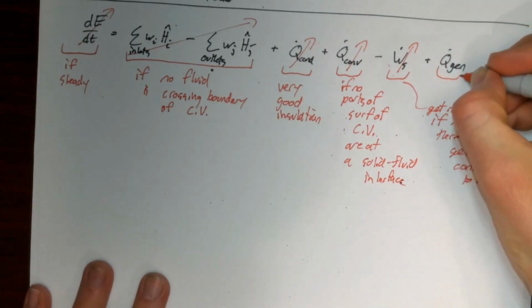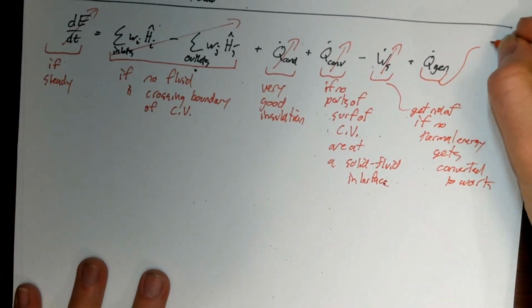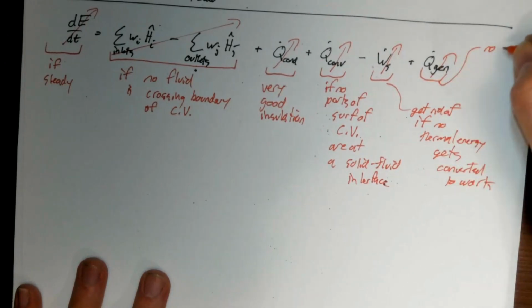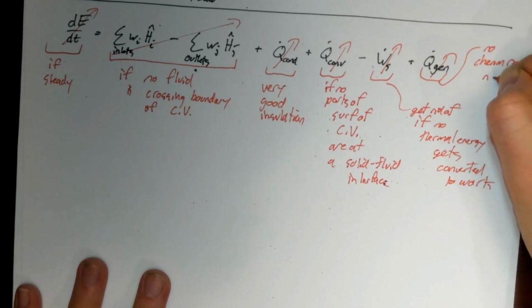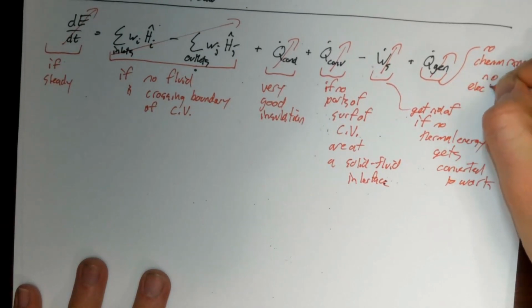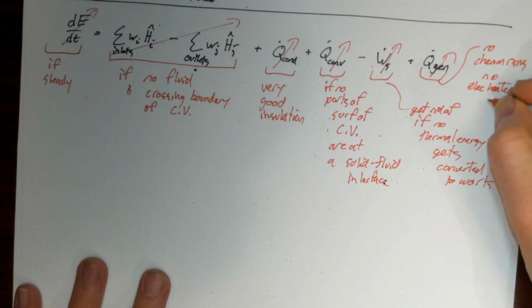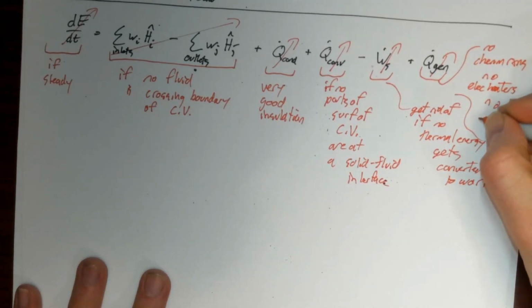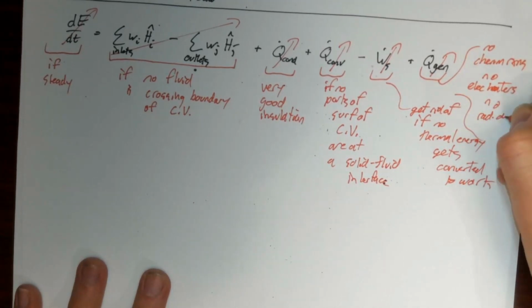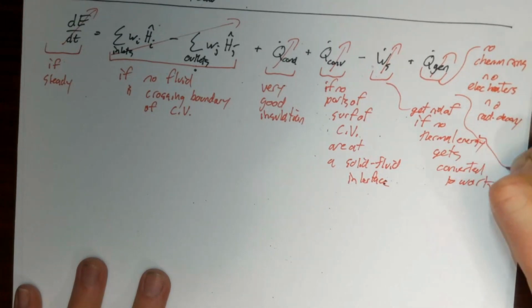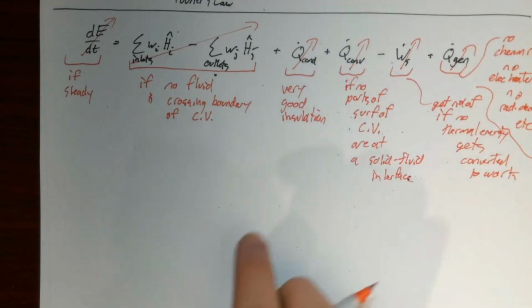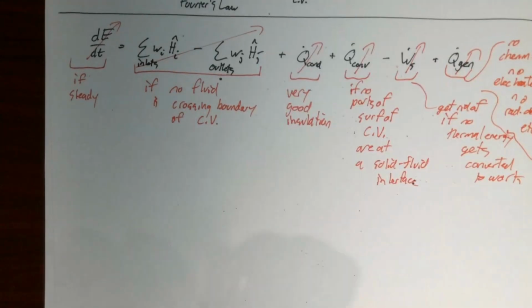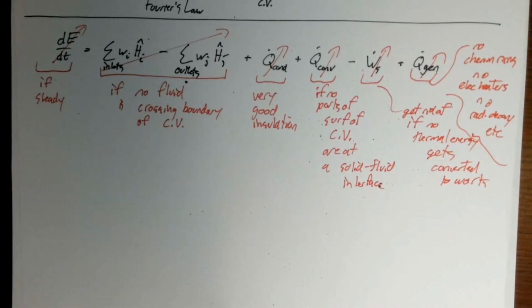And this generation term, we can get rid of this if there are no chemical reactions, no electric heaters, no radioactive decay, etc. So there we have it. Assumptions that can allow us to get rid of particular terms in this conservation of energy equation.